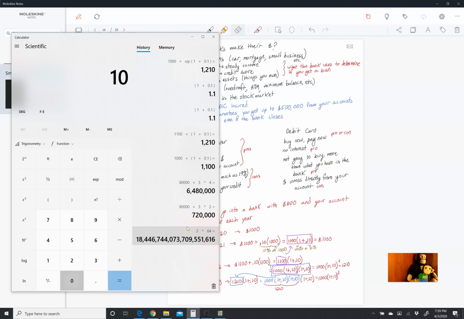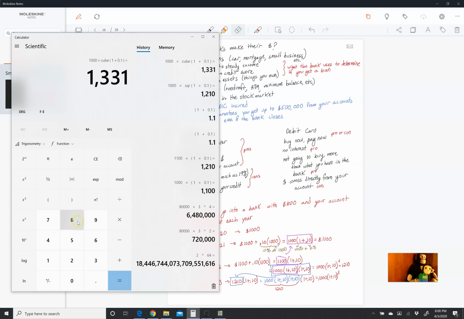And if we do that here, I keep forgetting to write times. This time we're going to raise it to the third power. The cube means raising it to the third, remember. And we get $1,331. And that would be the same as doing 1,210 times 1.1, or 1 plus 0.1, which is 1.1. So you get the same thing.